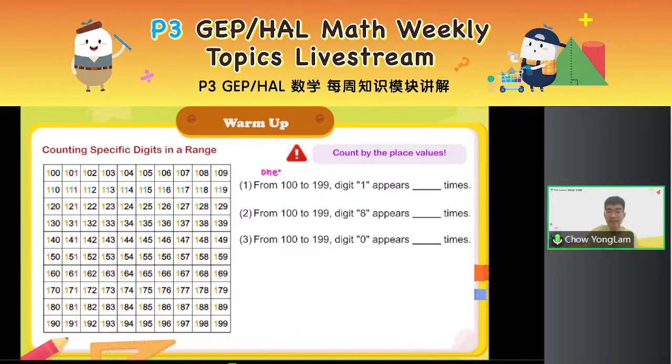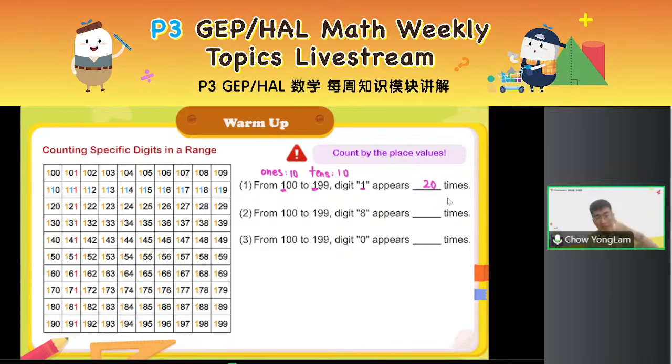So let's look at digit 1. From 100 to 199, digit 1 appears how many times? Same thing, right? Look at your red ones. They appear at the ones place 10 times. Look at the blue ones. They appear at the tens 10 times. So is my answer 10 plus 10? 10 plus 10 equals 20. This time, is it still 20 times?